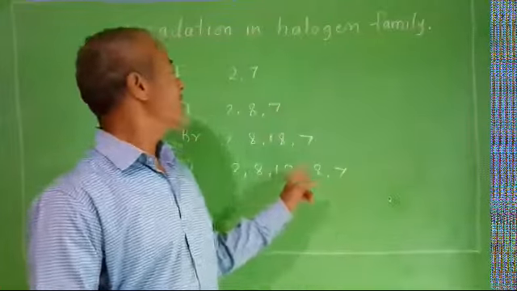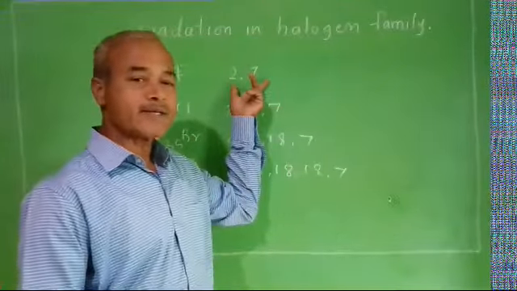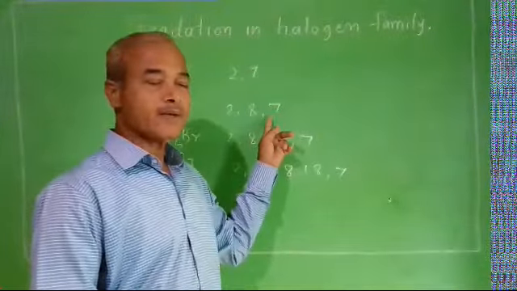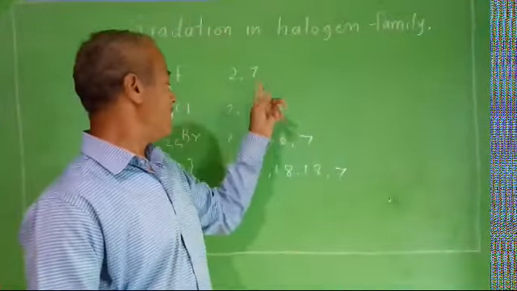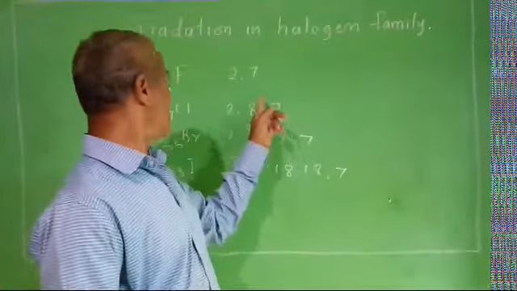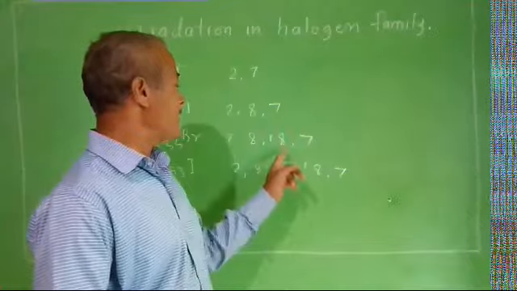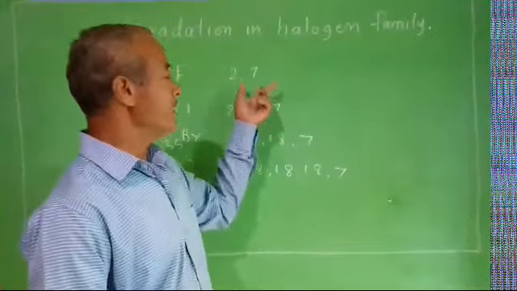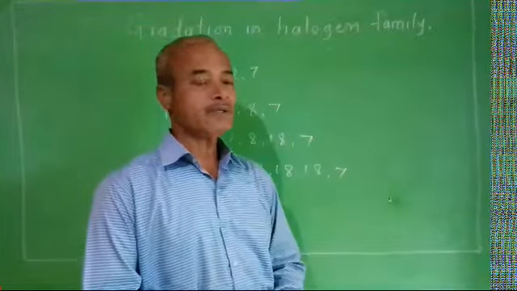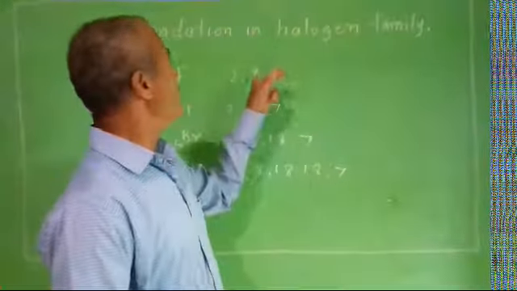In this way, fluorine is the smallest atom, chlorine is bigger than fluorine, bromine is bigger than chlorine, iodine is bigger than bromine. So in this way, the atomic size goes on increasing from top to bottom.